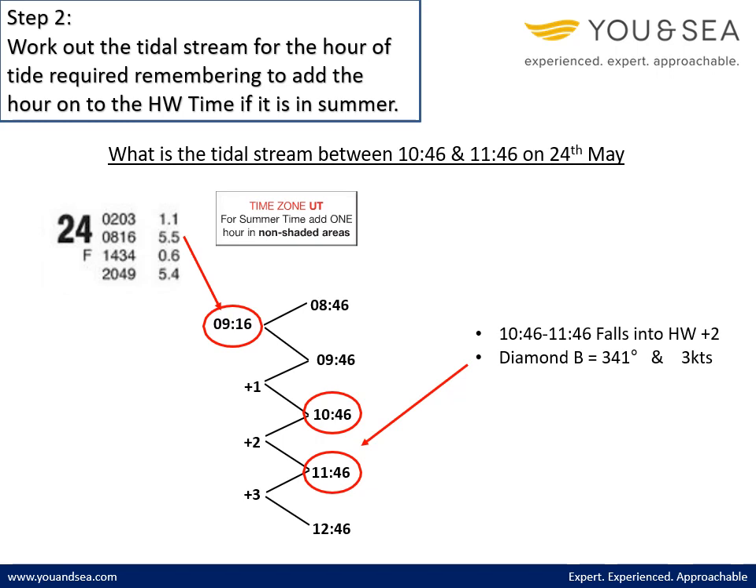We then go to tidal diamond B, high water +2, or 2 hours after high water, and we find that the information that we have is 341 degrees at 3 knots.